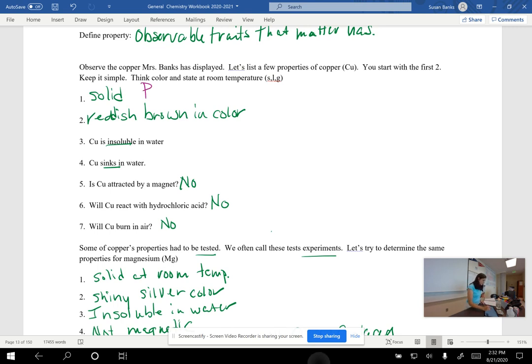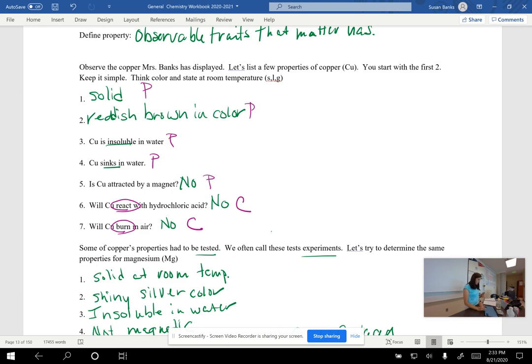Reddish brown in color, physical. Is it insoluble in water? We're not asking if it reacts with water. We're just asking if it dissolves. That's physical. Does it sink in water? We're asking about density. That's a physical property. Is it attracted by a magnet? It doesn't change the copper to put it by a magnet. That's a physical property. Will it react with hydrochloric acid? That key word right there, react, shows you that it's a chemical thing. And burn, that's also a reaction. So this is a chemical property.